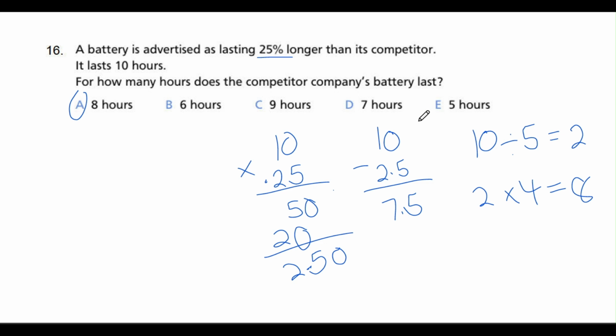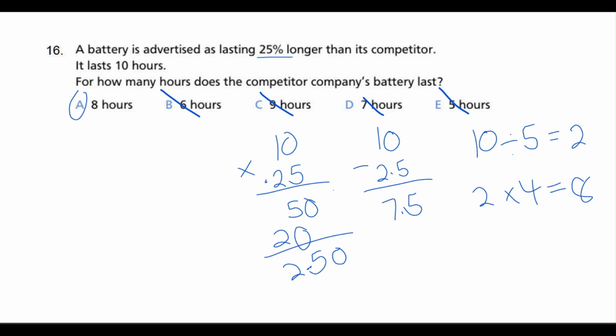So why aren't the other answers correct? Well, this question is a bit tricky because it's what we call a reverse percentage problem. The biggest mistake people make, which leads them to pick answer D, is calculating 25% of 10 hours. That would be 2.5 hours, and if you subtract that, you get 7.5 hours. But that's not right. Remember, the 25% is based on the competitor's battery time, which we don't know yet, not the 10 hours of this battery.